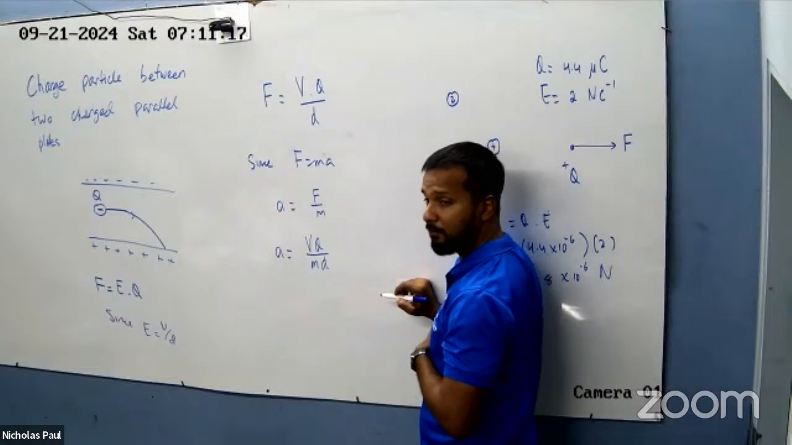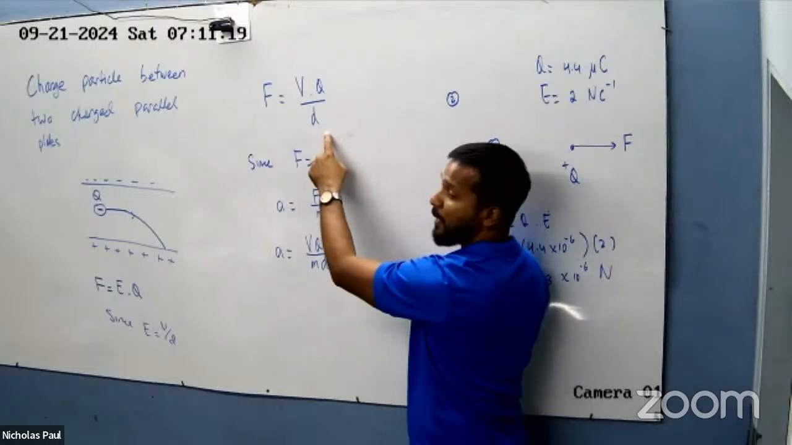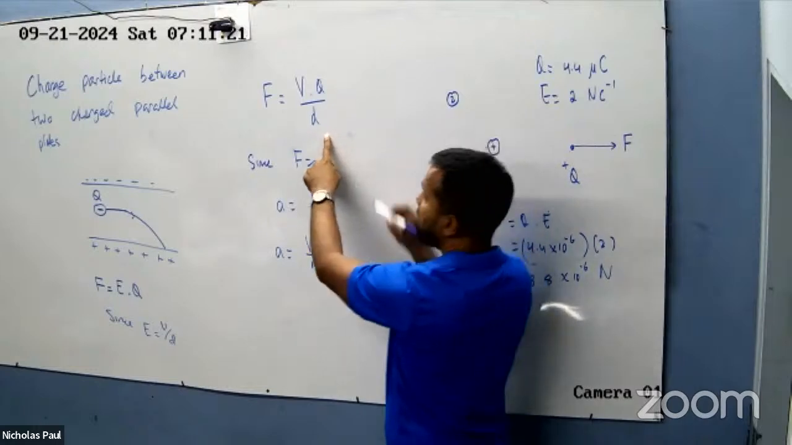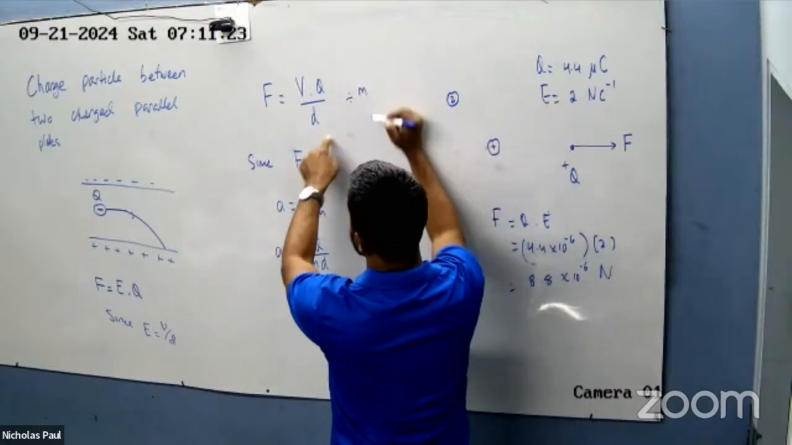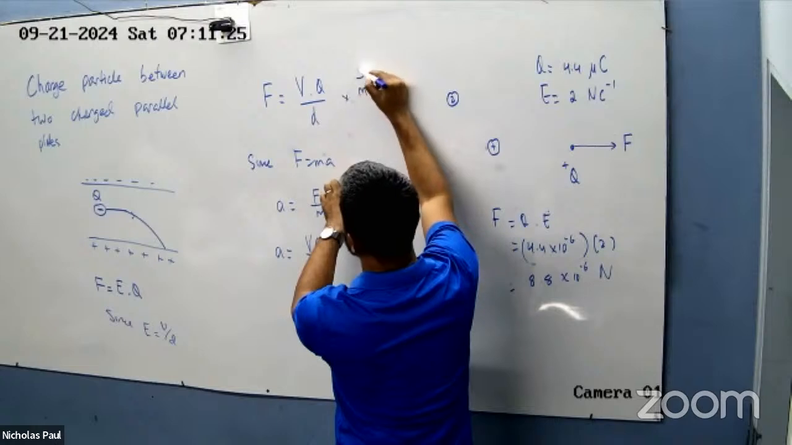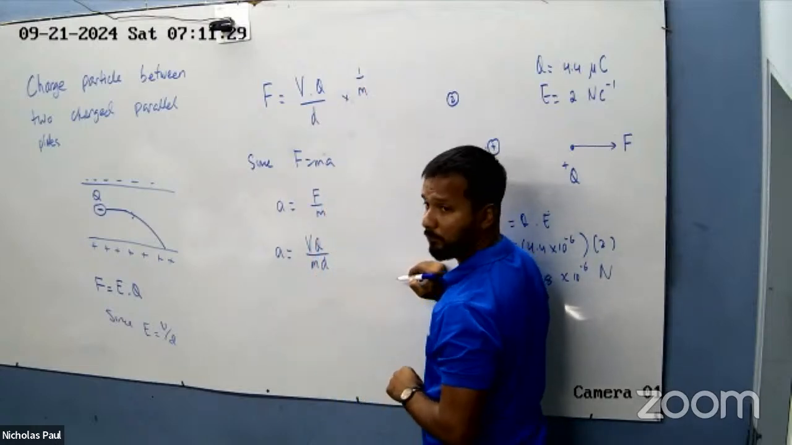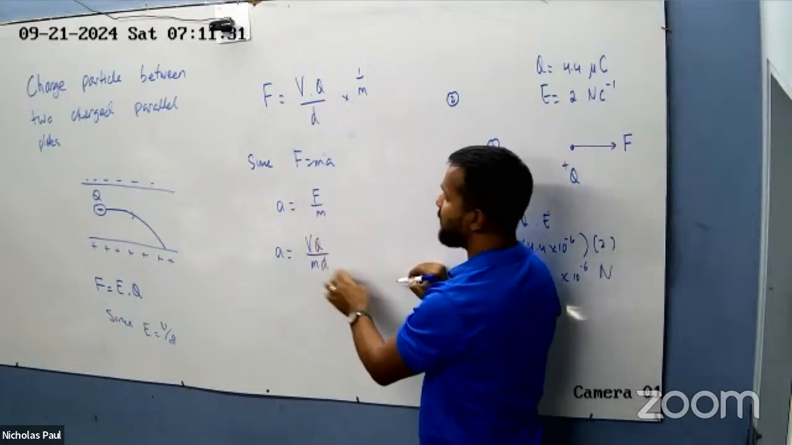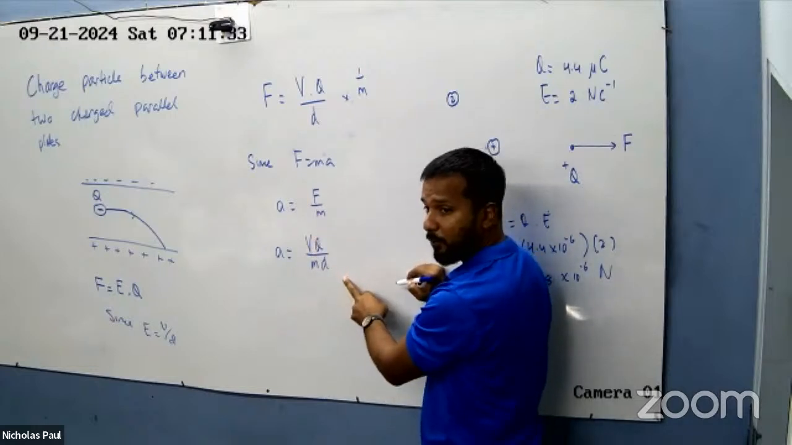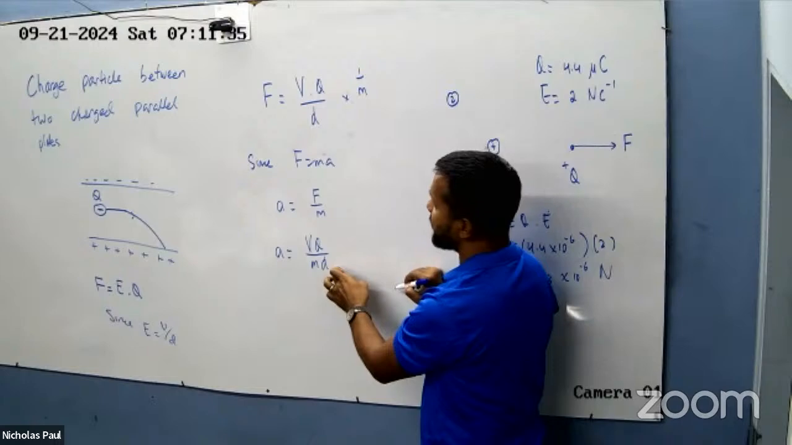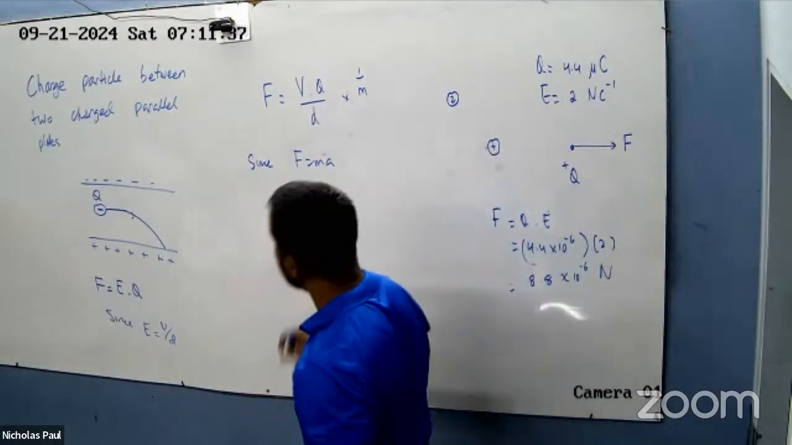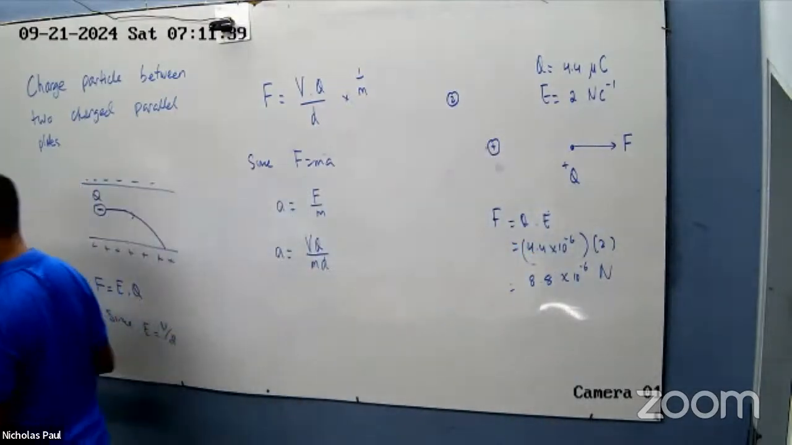If I divide this by m, I'll get this. Okay? So that is the acceleration of the particle.